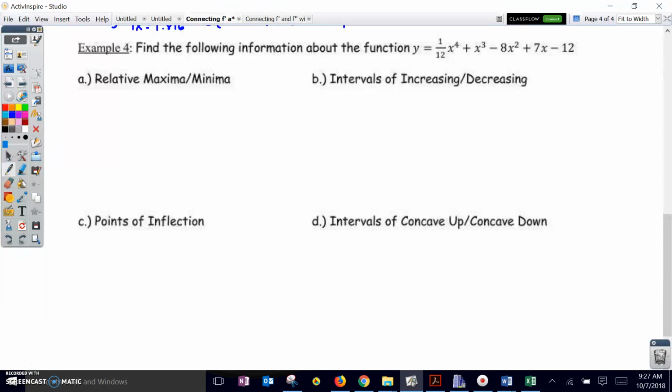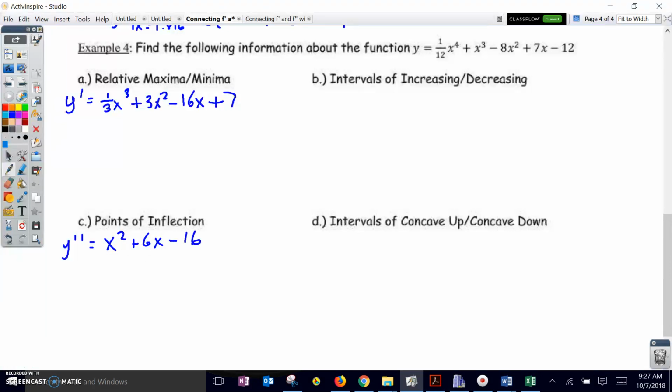So this is really tying all the information from this lesson together into one problem. First, I need to find where y prime is equal to 0 and where y double prime is equal to 0. Y prime is 1/3 x to the 3rd plus 3x squared minus 16x plus 7, and y double prime is x squared plus 6x minus 16.